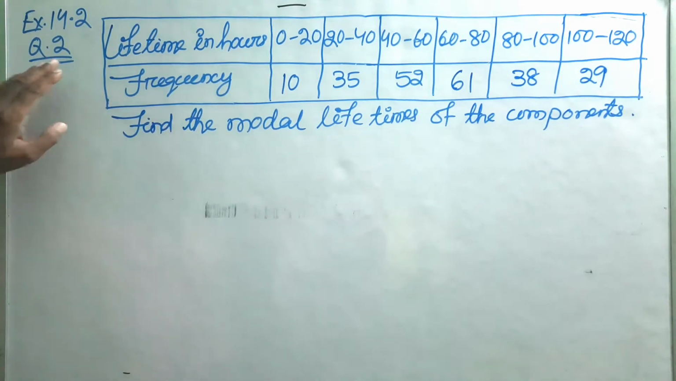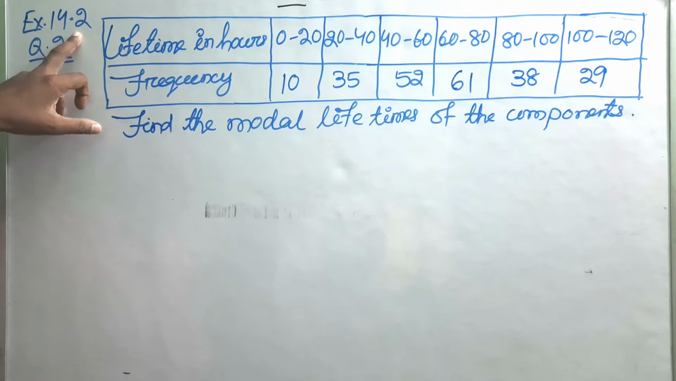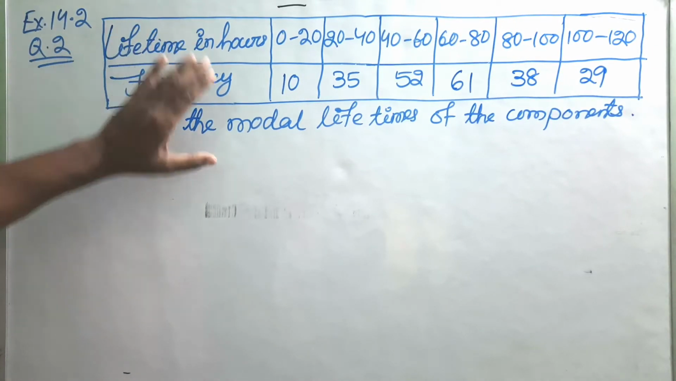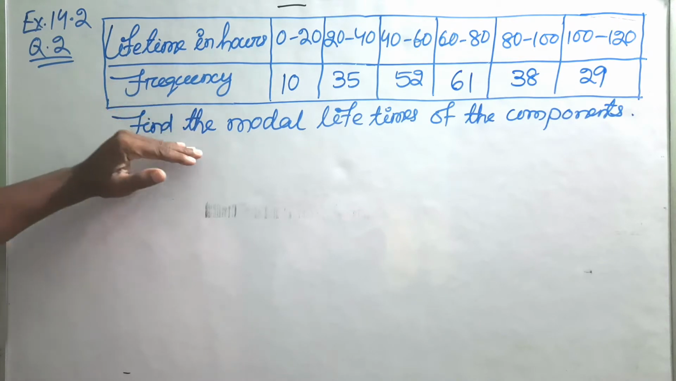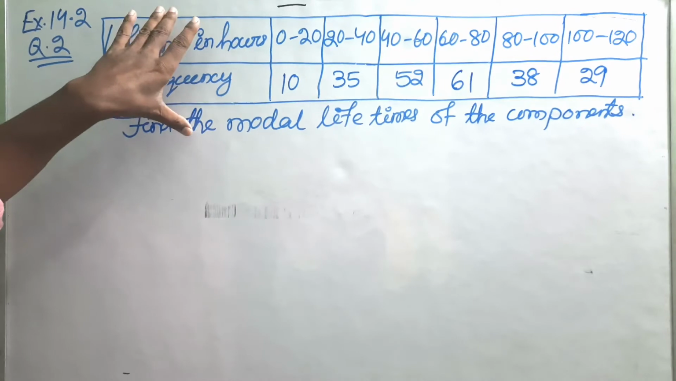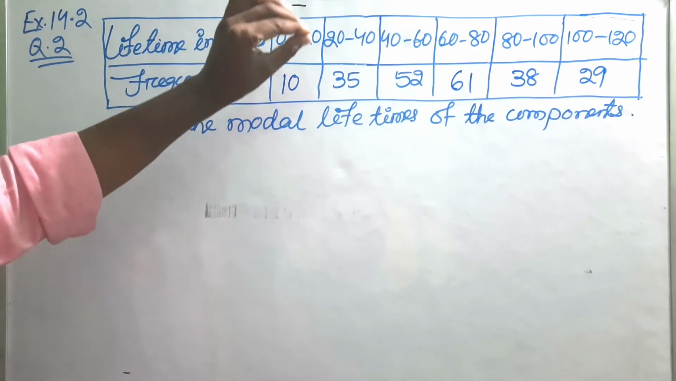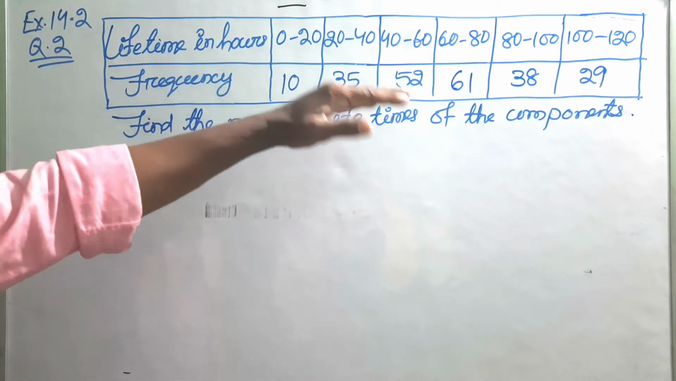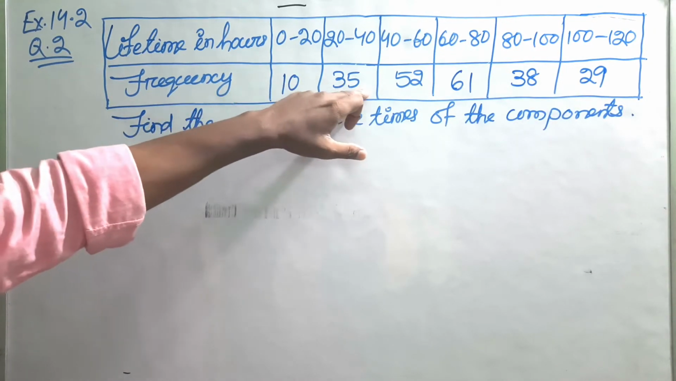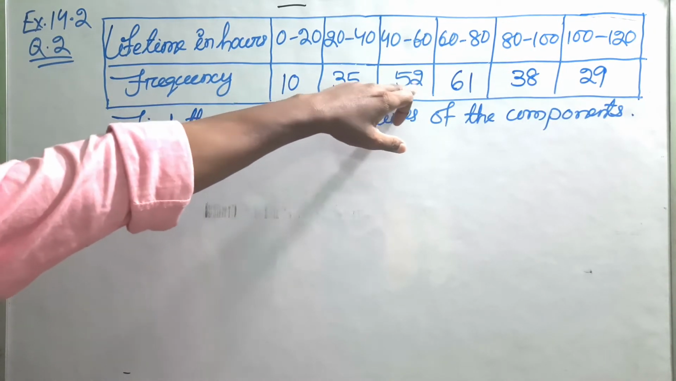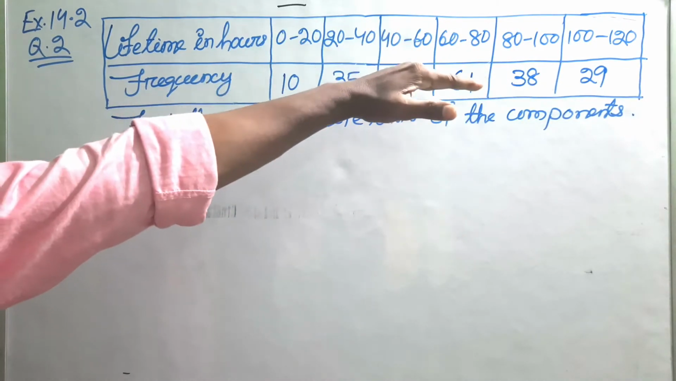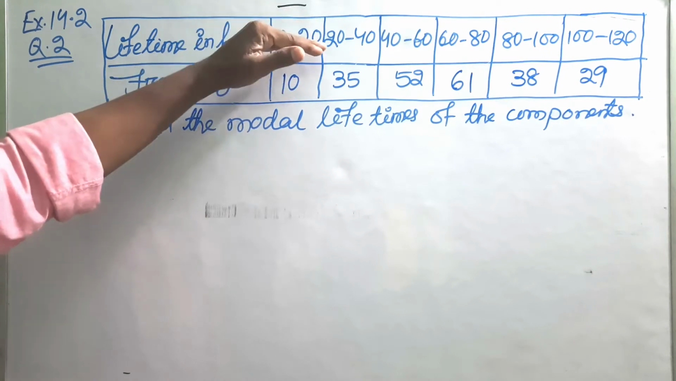Today we will solve question number 2 of exercise 14.2 from chapter 14, CBSE class 10 math. The question is to find the modal lifetimes of the components. Some electrical components are given: 10 electrical components, 35 electrical components, and 52 electrical components. In this way the electrical components are given, and this is the lifetime in hours.